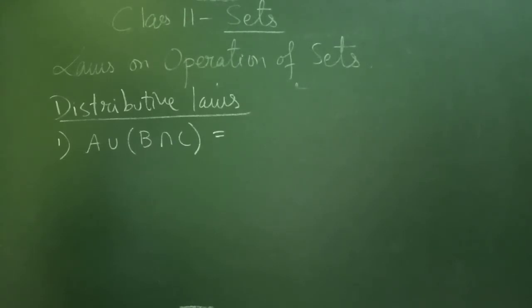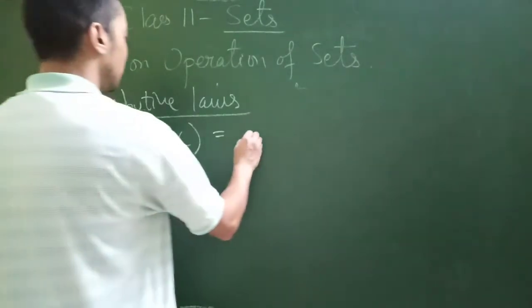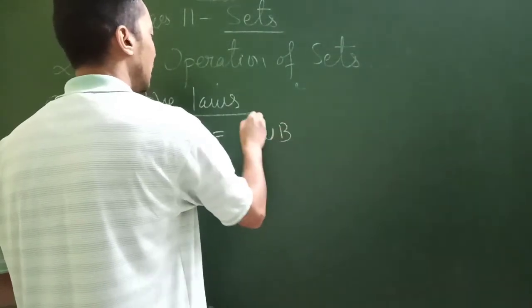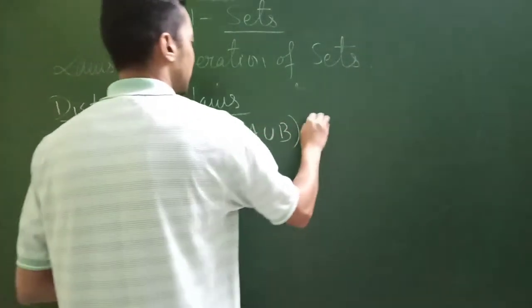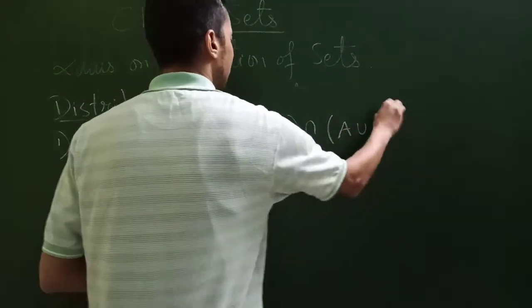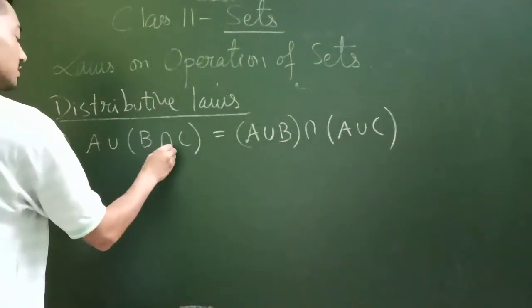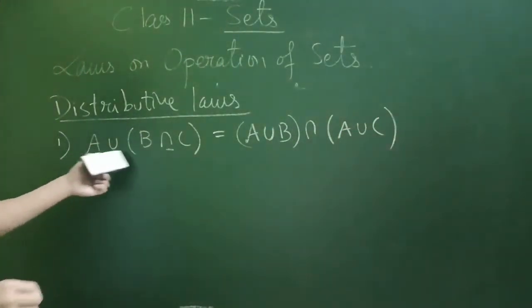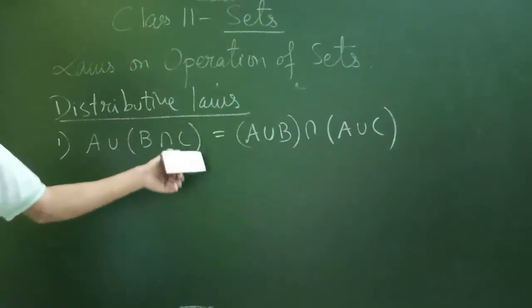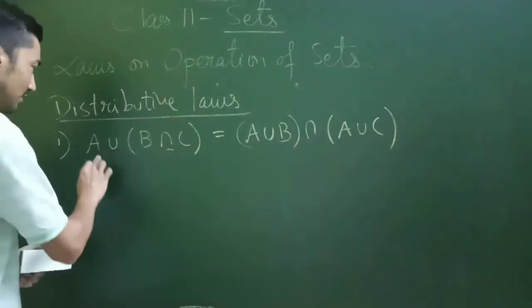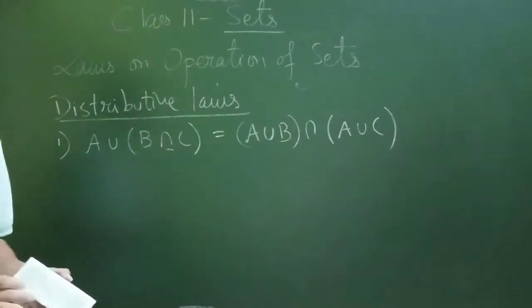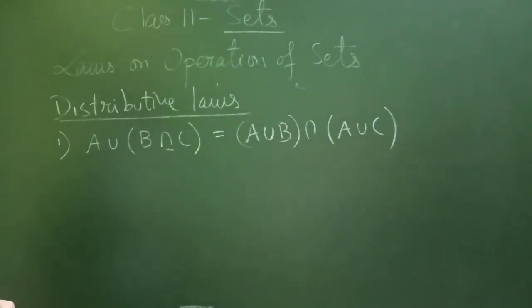So that's definitely union will distribute over intersection. So it's going to be like (A union B) intersection (A union C). So union distributes over intersection. Okay, so (A union B) intersection (A union C), something like multiplication only, no? A union B, A union C.